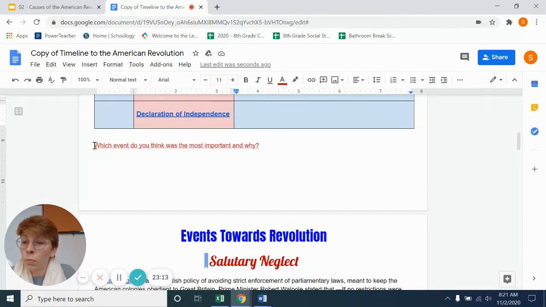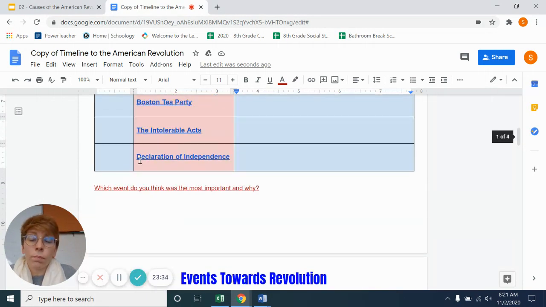Final question will be, which event do you think was the most important? So which event do you think was the most important as far as leading towards revolution? You can pick any one. There really is no right or wrong answer unless you don't explain why. So you could say, I believe this was most important because, and give me a reason. A good reason, not like because elephants. So give me a reason why you think that is true.